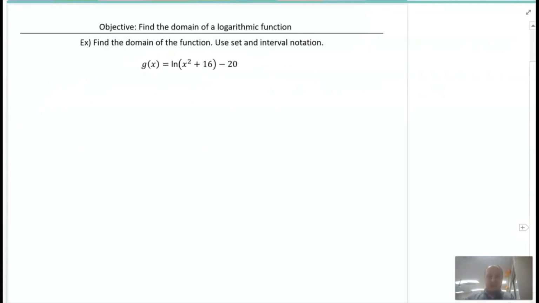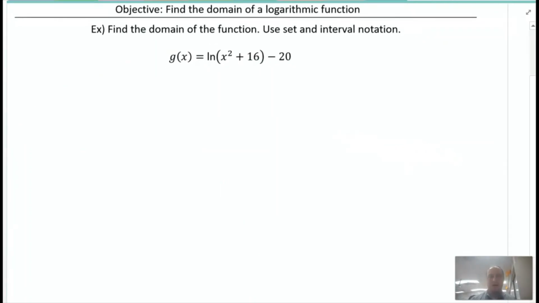The second case has a different type of result. Let's look at it. x squared plus 16 is our argument. Notice how I don't even pay attention to the rest of the function. It doesn't matter. I want that argument to be greater than 0. So we'll solve this: x squared plus 16 is equal to 0, giving us x squared is equal to negative 16.